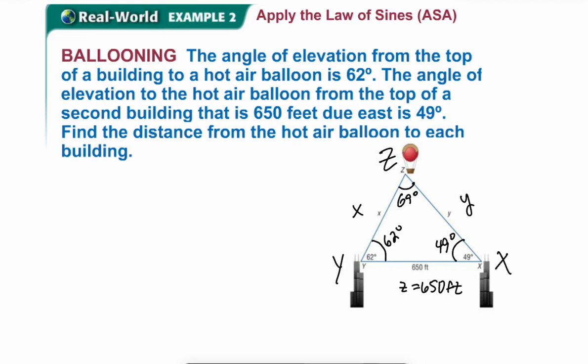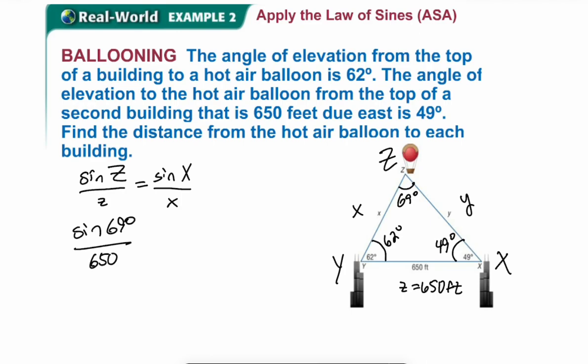So let's think about what pair we know. We know the z pair. We know for sure that big Z is 69 degrees, little z is 650 feet. So that's what we always start with. So we're going to do the sine of z over z. And let's just start with x. And it's going to be the sine of x over x. So let's plop the stuff into our formula. So we have the sine of 69 degrees over 650 feet is the sine of 49 degrees over x.